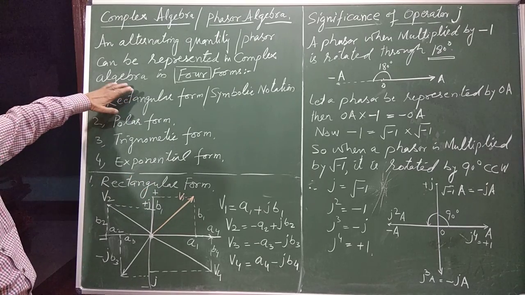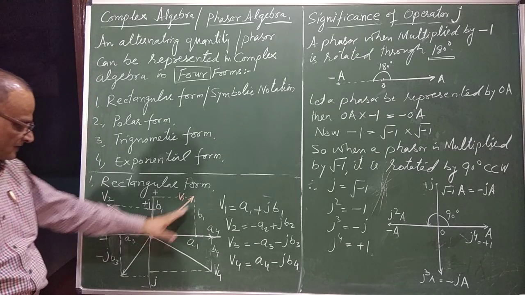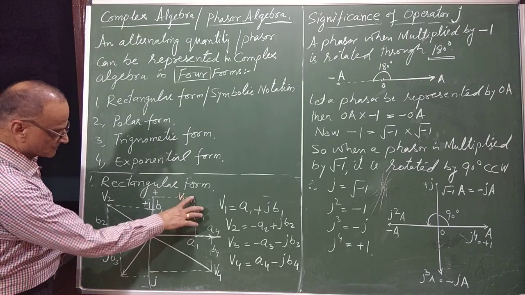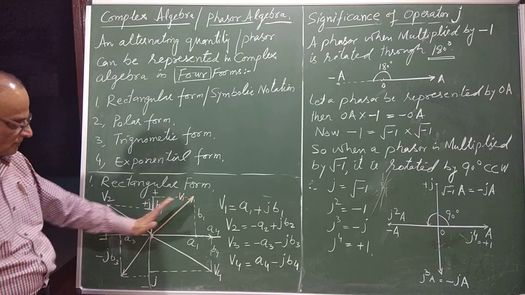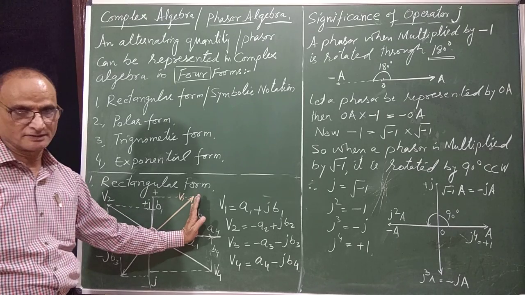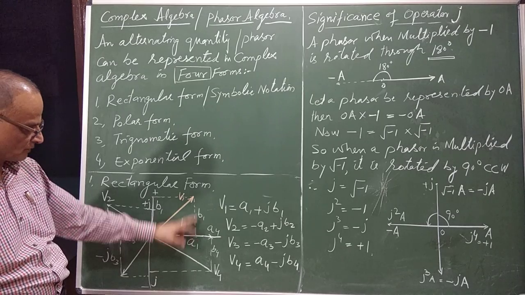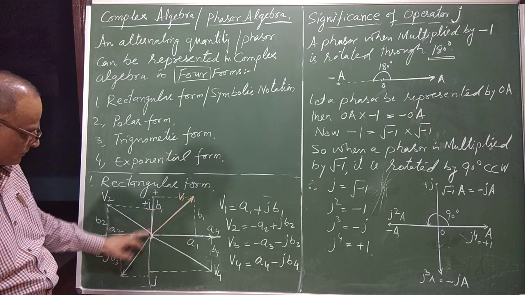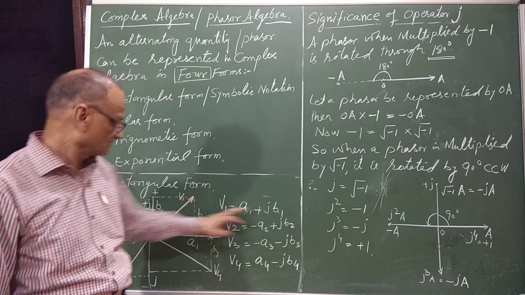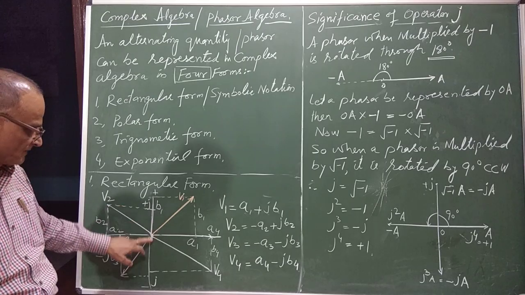First we will take rectangular form. So this is an alternating voltage represented by a phasor V1. We resolve this phasor into two components, horizontal component and vertical component. Horizontal component is A1 and vertical component is B1, and we represent this V1 by A1 plus jB1. This axis is called plus jB1.